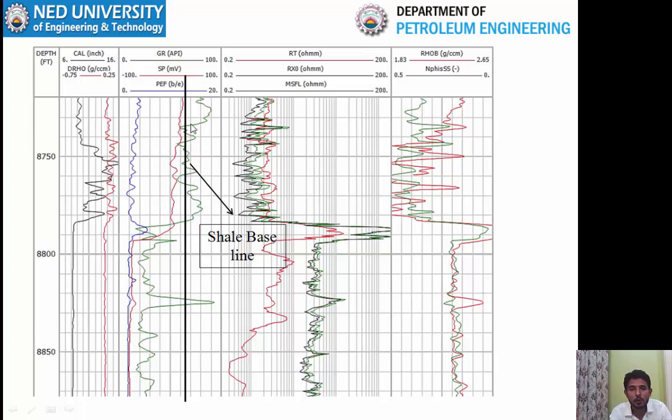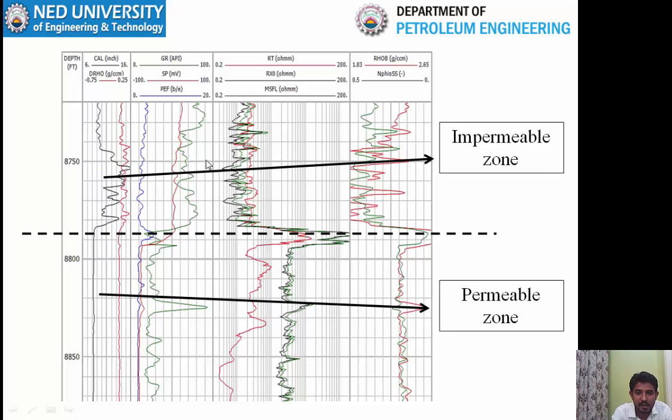But again, it's up to you. Any small deviation from the shale baseline will indicate that these zones are permeable. So even if you have the higher gamma ray values and small deviation, this zone is also permeable. This zone which has higher gamma ray value and some deviation from the shale baseline is also permeable. So in general, there are two zones, one is impermeable, another is permeable, but within the impermeable zone there are some zones which are permeable, and we have seen that with the deviation of the SP log from the shale baseline.